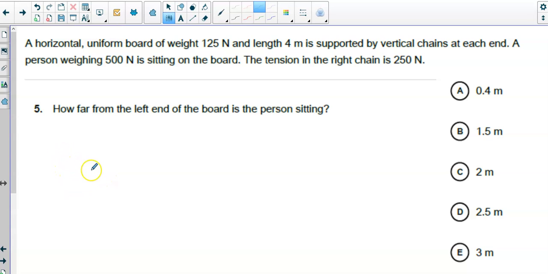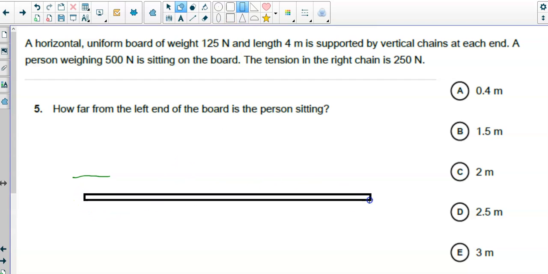Alright, so let's see. So I got this board, well here. So here's our board. And I got some forces on the board. I have its weight, which is acting right on the center. That's the 125 newtons. It's got 2 chains on it.